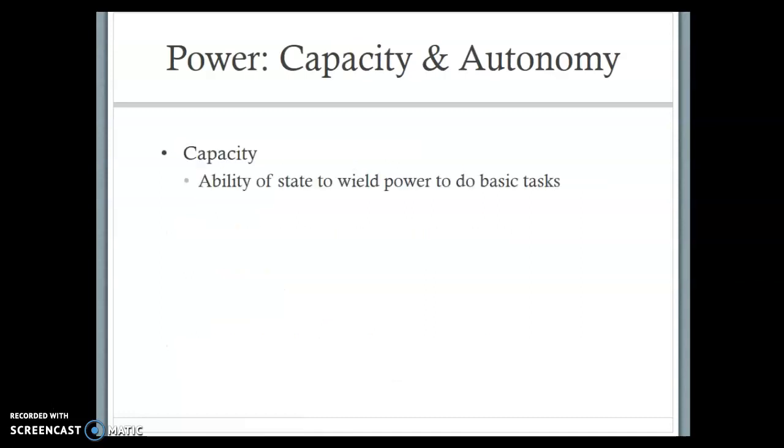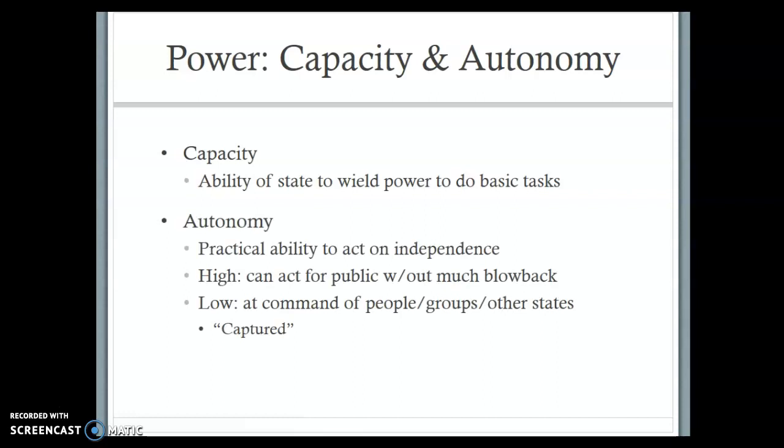And by the way, this is going to be shorter, just going to be quickly going over a couple things here. And so, under power, we have two important concepts. One is capacity and the other autonomy. They're not very similar words, but it's kind of easy to mix them up because they're sort of tied together in the way we think about how a state operates. And so capacity is the ability of the state to wield power to do basic tasks. So it's just able to do what it sets out to do. Autonomy, on the other hand, is the practical ability to act on independence.